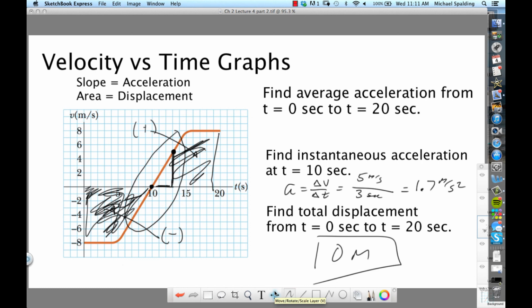Now, what if I asked for the total distance? Remember, distance doesn't care about direction. What would the answer be for the total distance? Are each of those areas about 60? If this is 60 meters and that's 60 meters, the total distance would be 120. All right, good job.